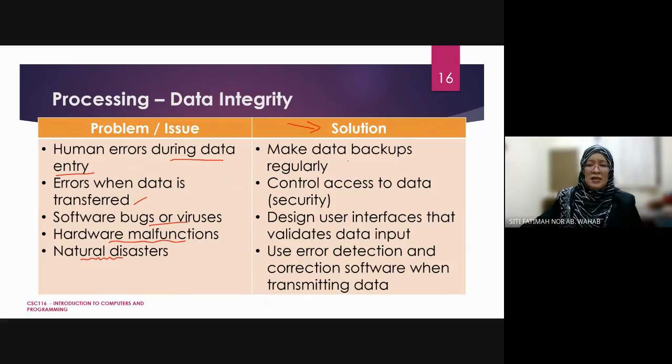So what are the solutions? You must make data backups regularly. We have to set the security, we set control access to the data. We want to design user interfaces that validate data input. And then we use error detection and correction software when transmitting the data.